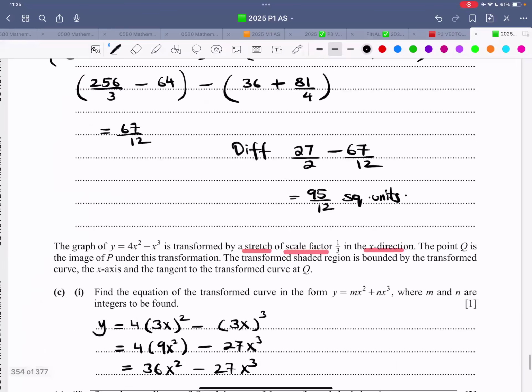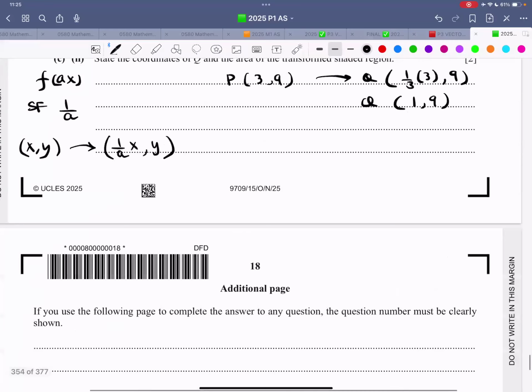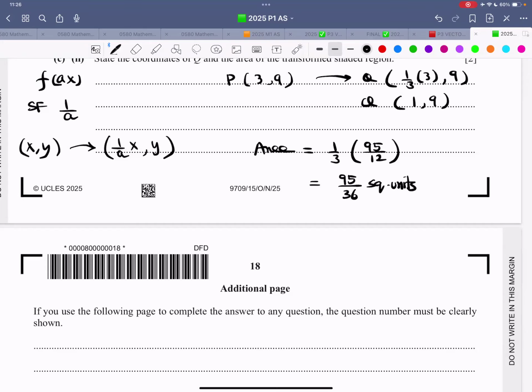And over here, this is 95 over 12. And over here, when we talk about the area, that area will be also multiplied with the scale factor. So it is a one-sided enlargement. So 1/3 of 95 over 12, because the x coordinate is multiplied by 1/3. So this is also multiplied by 1/3 because it's not similar triangle. If it was similar, it would be multiplying with 1/3 squared. This is just the base. So that is 95 over 36 square units. And that is the answer.